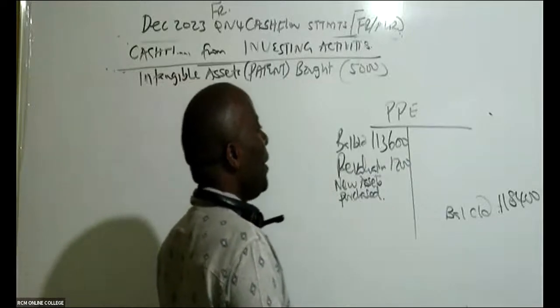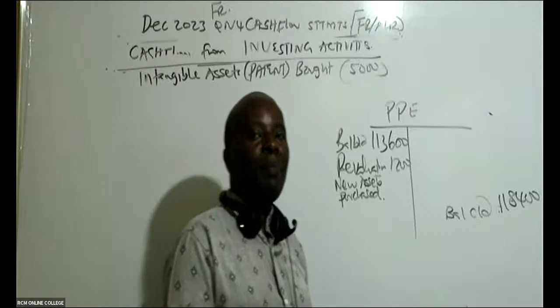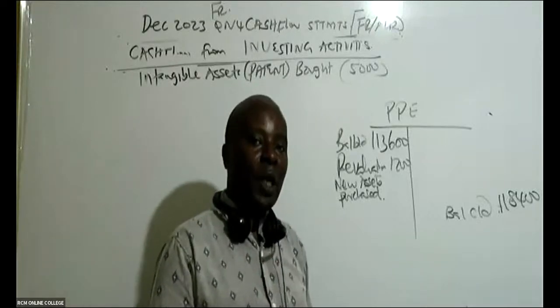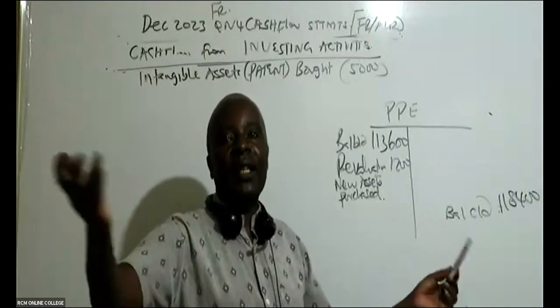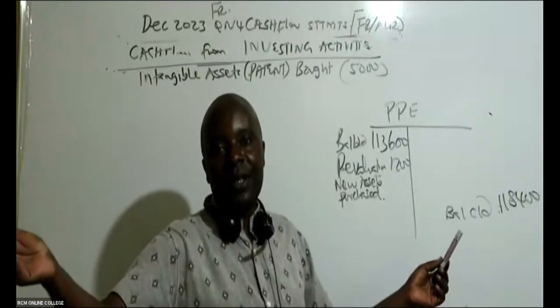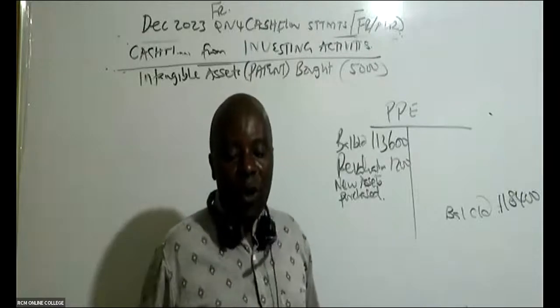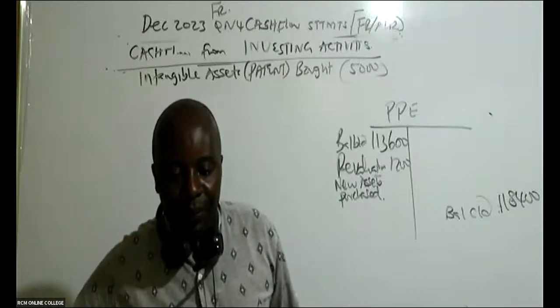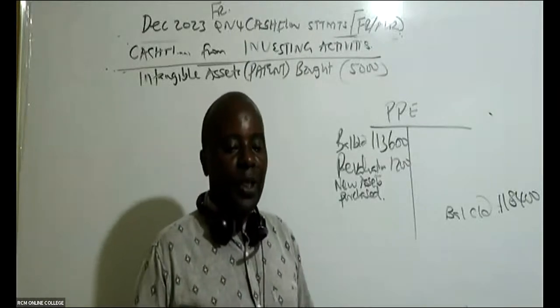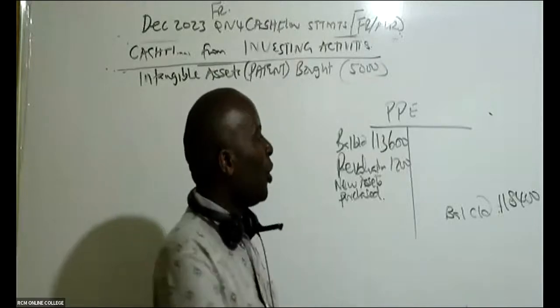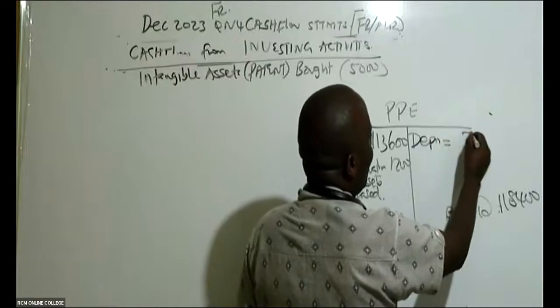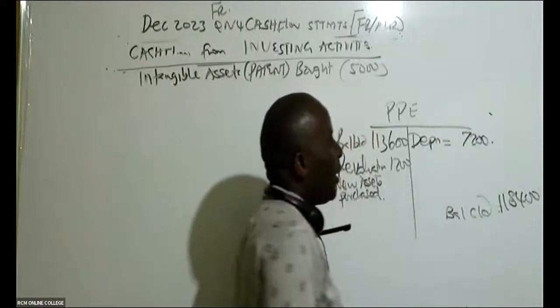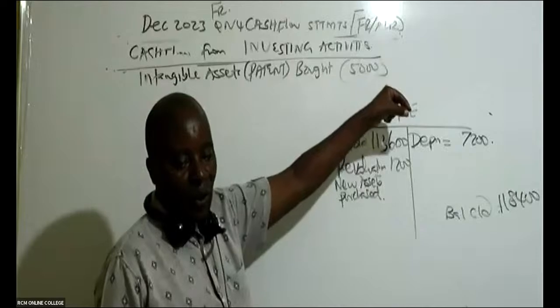Now, what makes the PPE value go down? Depreciation. And if you sell PPE items, in the question there is nowhere they told us that we sold. So the only thing we can account for here is depreciation. And fortunately, we know that depreciation is 7,200. Remember, we take depreciation for the year, 7,200.